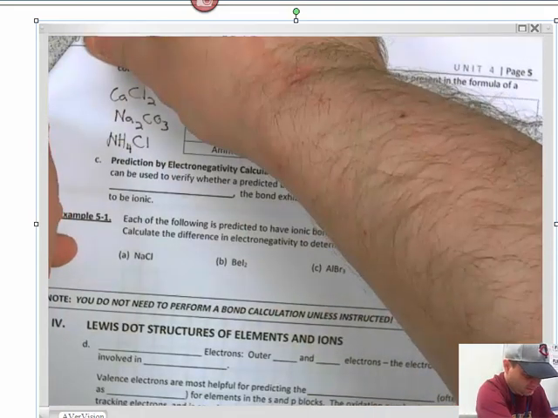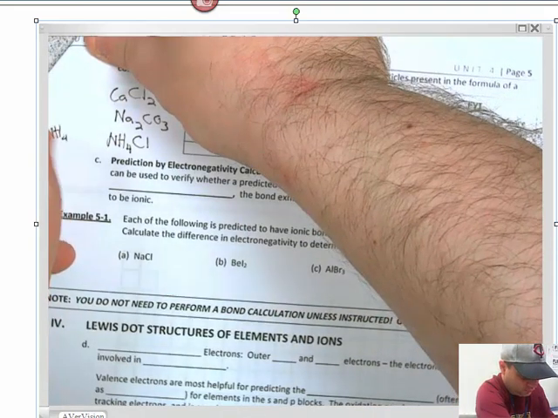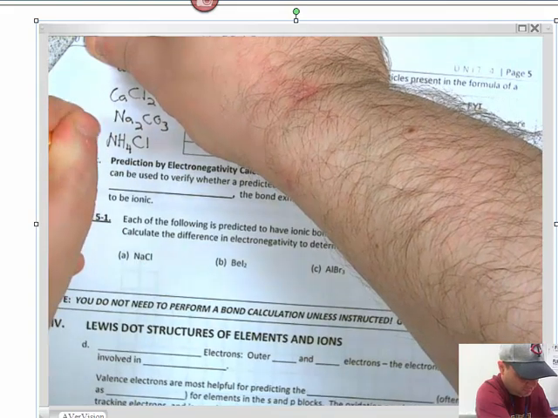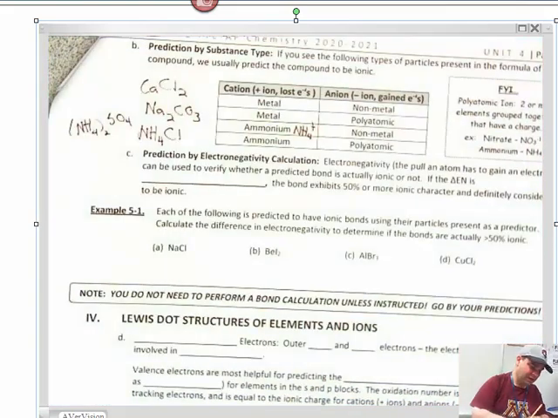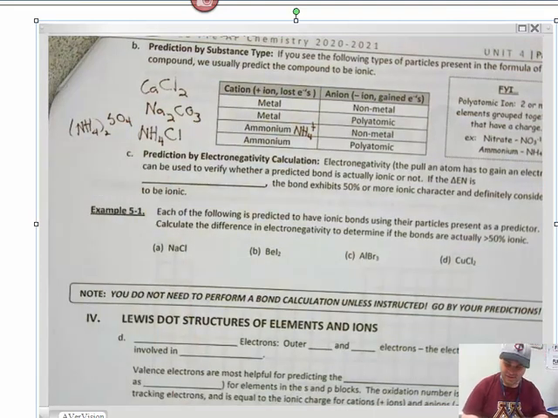And what else can we have here? So we have a polyatomic ion, (NH4)2SO4. That is also an ionic compound because it has ammonium, and that is a polyatomic ion, sulfate.